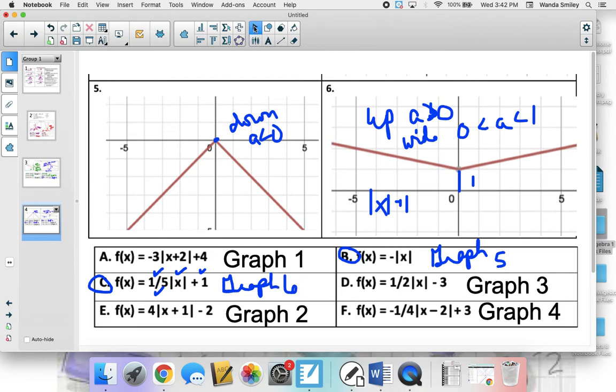Okay? So hopefully that helps as far as explaining those. And then tomorrow we'll pick up on how to determine the vertex. And we've already talked about A, so hopefully that'll help as far as going back and finishing your homework.